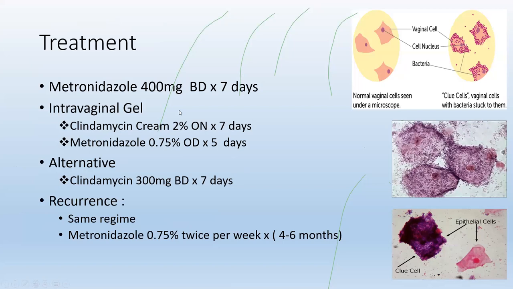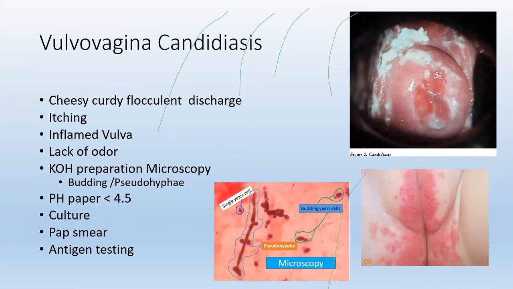So vulvovaginal candidiasis, most of the time the discharge is cheesy, curdy, flocculent. There's an itch over the vulva, labia or introitus. If you put a potassium hydroxide preparation, you can see budding and also pseudohyphae. This is the budding of the candida species. All right, this is the hyphae. Sometimes they do cause vulvovaginal candidiasis. All right, the pH is less than 4.5, which is acidic. We can also do culture. The pap smear can also tell me that there's vulvovaginal candidiasis.